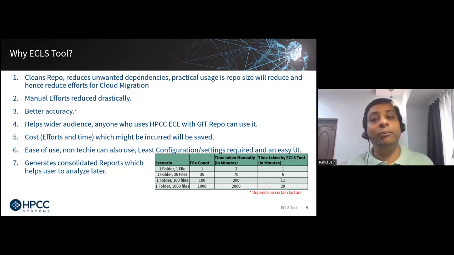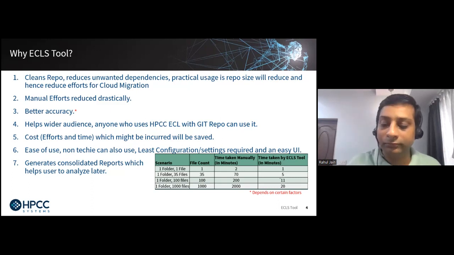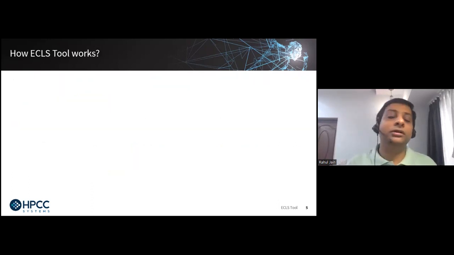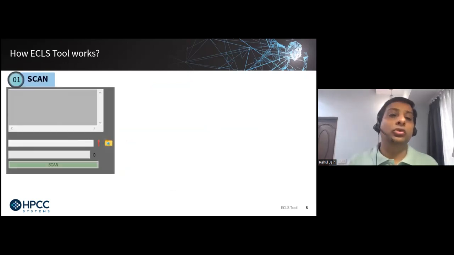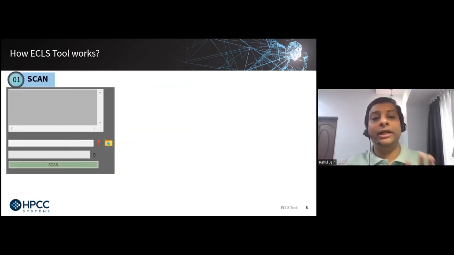So this is what made me come up with the thing that we shouldn't do anything manually. We should automate it, or maybe come up with some other approach to solve this problem. Coming to the next point, how this ECL tool basically works. As I told in the first slide as well, there are 3 stages. First is a scan, okay, and I'm going to show the demo as well.